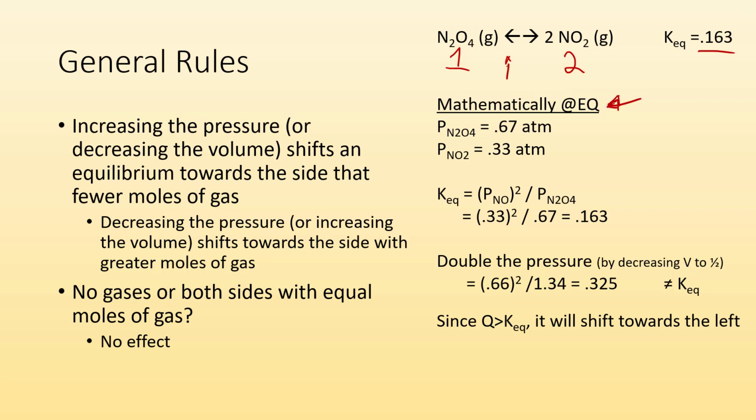Why does the pressure affect the equilibrium? Well, if I take a look here, left side, 1 mole of gas, right side, 2 moles of gas, I've got my Keq. So at equilibrium, I have these pressures for those things. So my Keq expression is as follows. I plug in the numbers, I get my Keq. But what happens when we double the pressure? Well, this 0.33 is going to become 0.66, and this 0.67 is going to become 1.34. And when I plug those values in, we get a different number. That's not equal to our Keq. So our Q, which is this 0.325, is greater than Keq, so it's going to shift towards the left because the left has the fewer number of moles of gas.